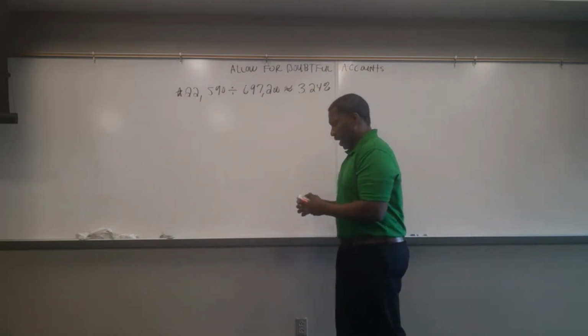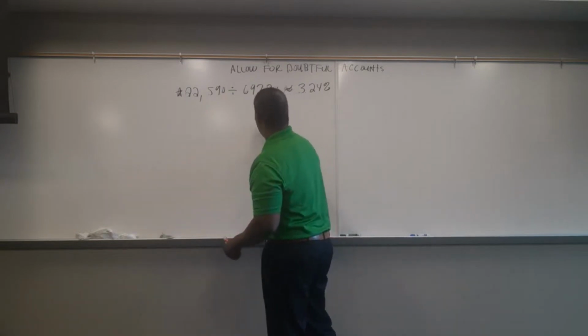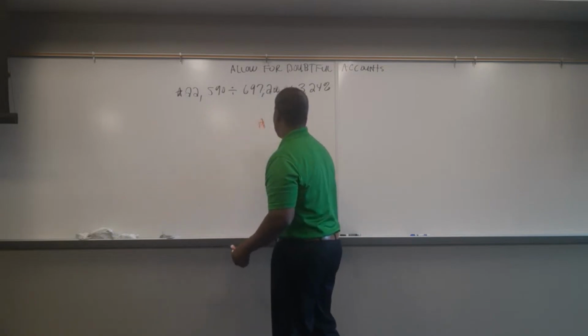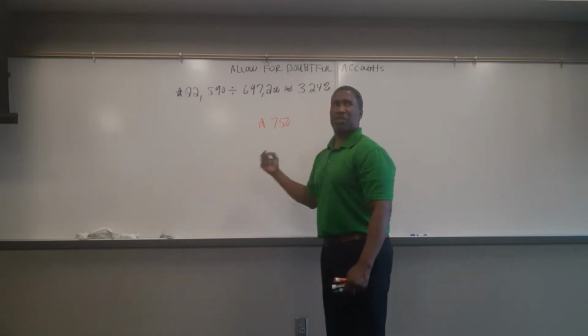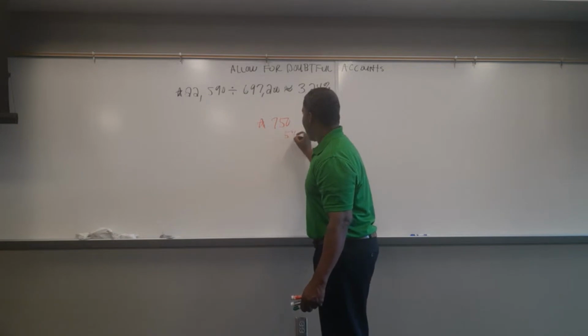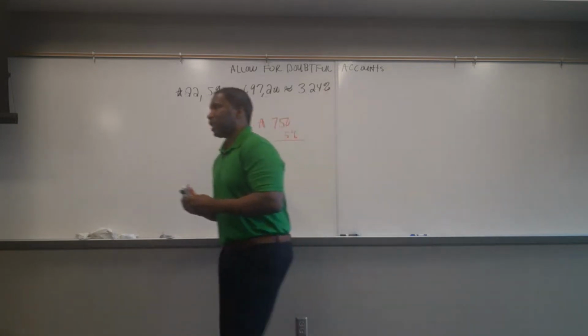So just for example, if you loaned out about $750, based on your past experience, you may know that 5% of those people are not going to pay. What's 5% of 750?